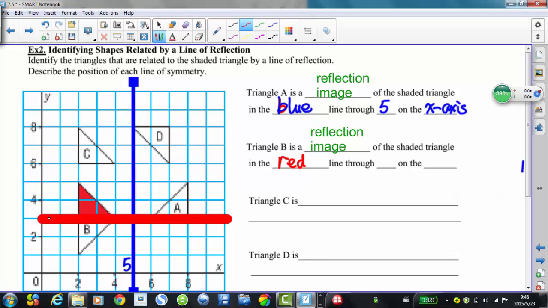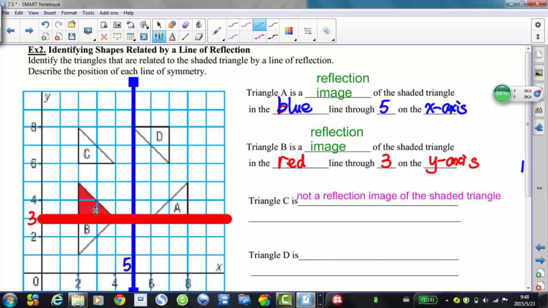I still can read a value on the y-axis to represent this line. So this line is 3, so it passes through 3 on the y-axis. Let's look at the relationship between this shaded triangle and triangle C. We can tell that triangle C is not a reflection image of the shaded triangle.